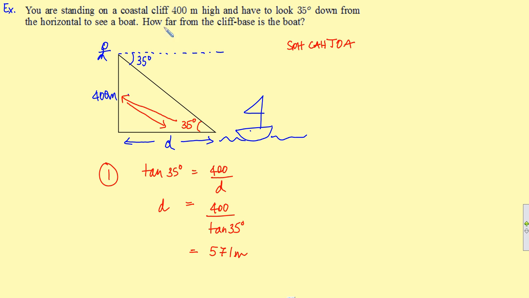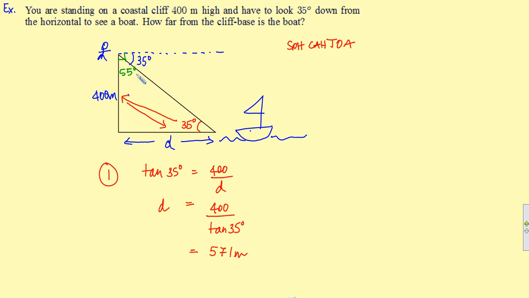The second method that I could adopt would be, if I know that this entire angle is 90 degrees up here from the observation point, and I know that the angle of depression is 35, then the angle inside the triangle has to be 55. 55 and 35 would make 90. So instead of using the 35-degree angle, I could technically be using the 55-degree angle as my point of reference.